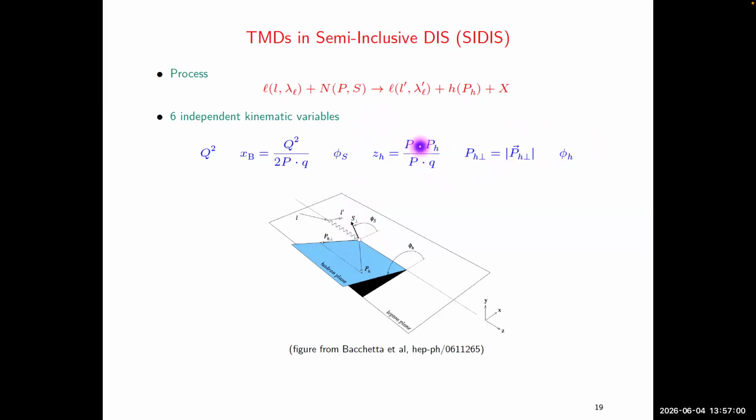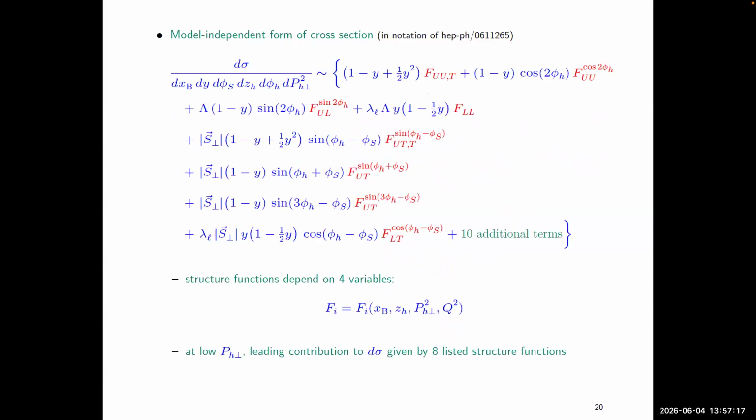zH and P_H is the momentum of the hadron. This zH essentially describes the longitudinal momentum of the hadron, then the transverse momentum, P_H perpendicular, and the orientation of the transverse momentum indicated by this angle. All right, so this looks pretty messy.